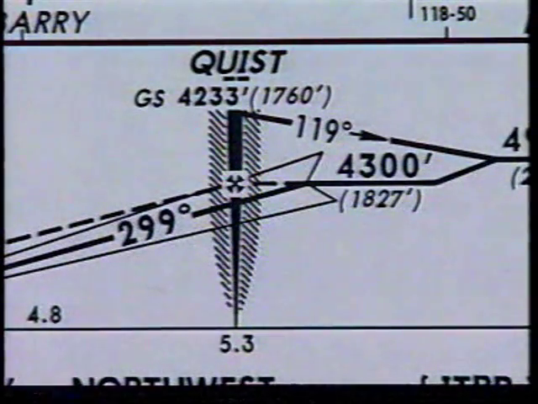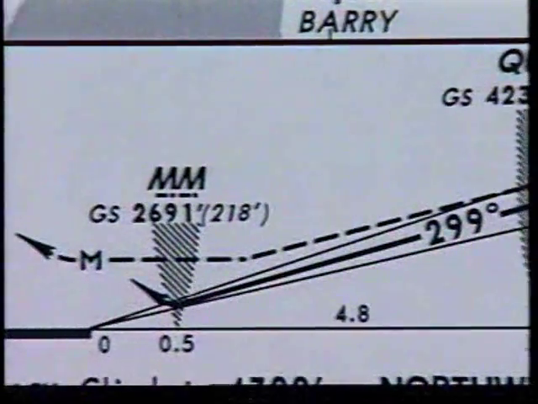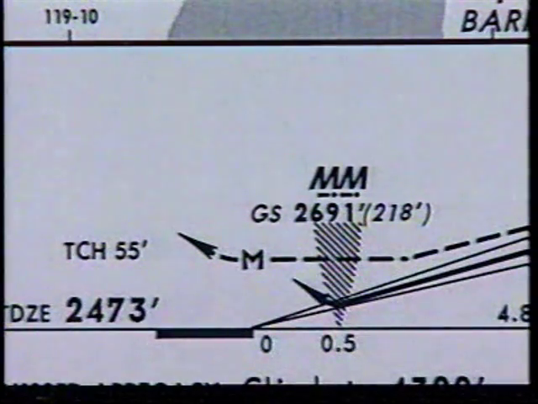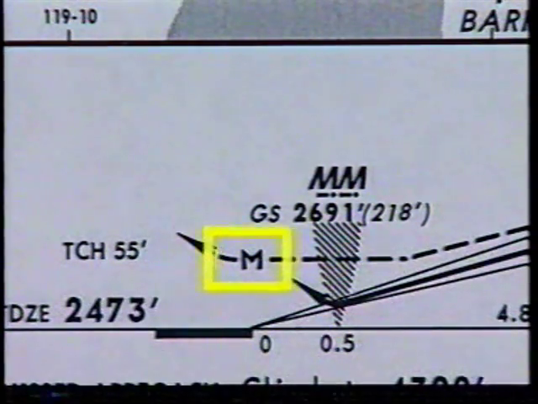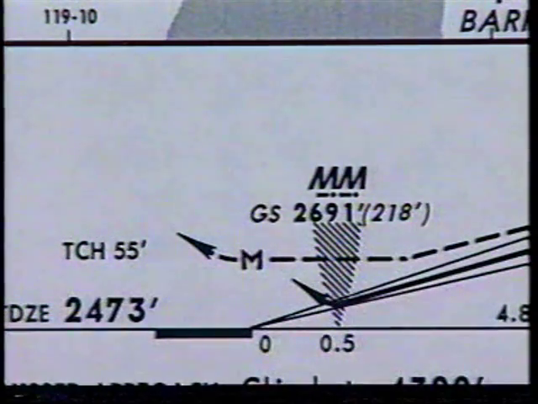For this localizer-only approach, the dashed flight path indicates a descent from Quist to the minimum descent altitude. The flight track continues level at the MDA to the missed approach point, or MAP, identified by the letter M on later edition charts. The track then turns sharply upward, ending with an arrowhead. This shows the beginning of the missed approach procedure in the event of an unsuccessful approach.